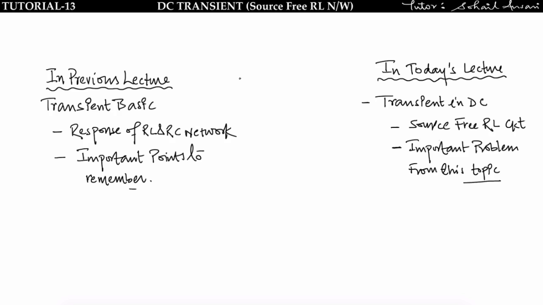So in today's lecture we will be covering transients in DC, in which we will see some problems based on the source free RL circuit. We have already studied the charging and discharging of RL circuit and how it behaves in transient state and steady state in the previous lecture. So if you are having any problem in theory, you may refer to the previous lecture. In this lecture we will be discussing only the questions, and the concepts I use in solving them were discussed in the previous lecture. So it's important to watch the previous lecture, then proceed to lecture number 13.